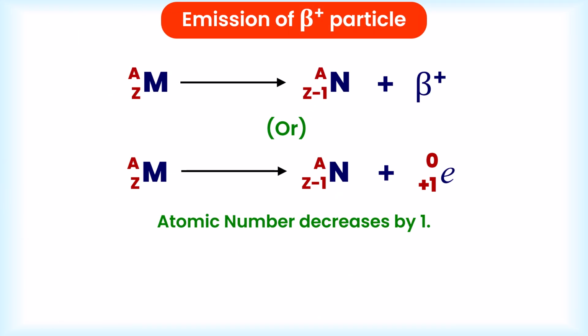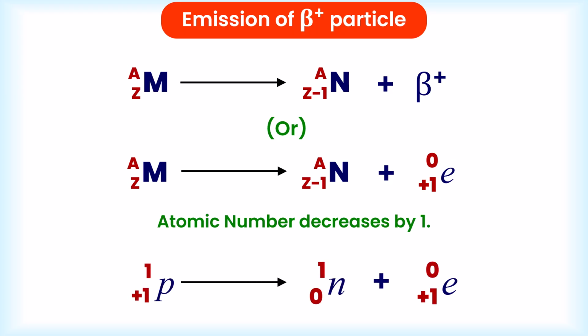Next, let us understand what happens when a positron is emitted. During positron emission, the atomic number of the resulting nuclide decreases by 1, while the mass number remains unchanged. This is because inside the nucleus, a proton is converted into a neutron and a positron. The emitted positron is nothing but the beta plus particle. As a result, the number of protons decreases by 1, leading to a decrease in the atomic number by 1.